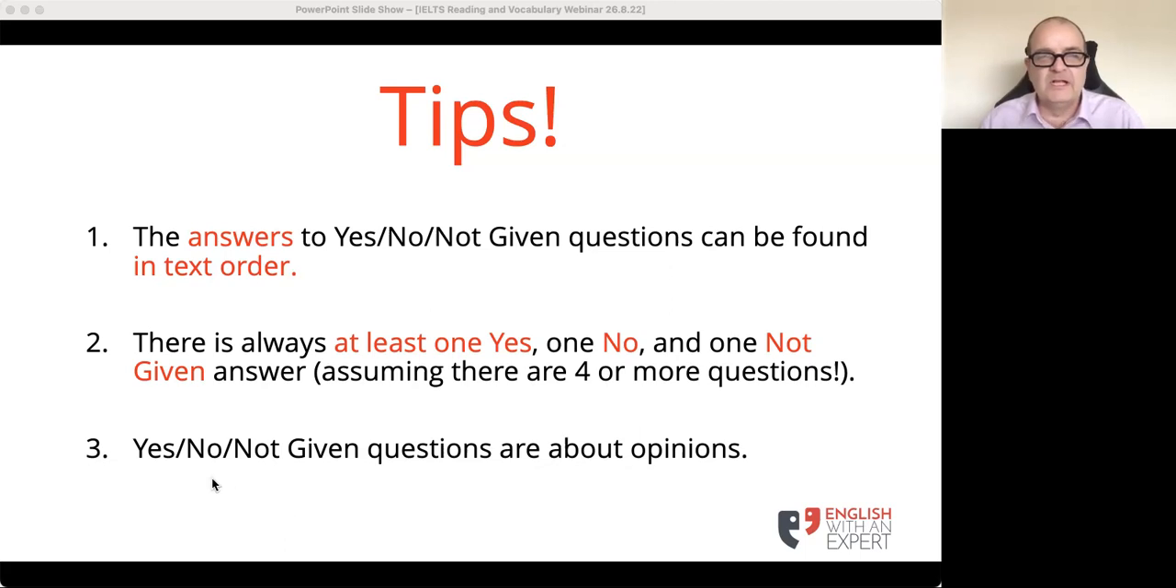Okay. Next tip, yes, no, not given questions are about opinions. They're not about facts. And they are always about the author's opinion, not somebody else's opinion. So with a yes, no, not given question, you're looking for the author's opinion. With true, false, not given, the difference is you're looking at facts. Okay, so there's a bit of a difference there.